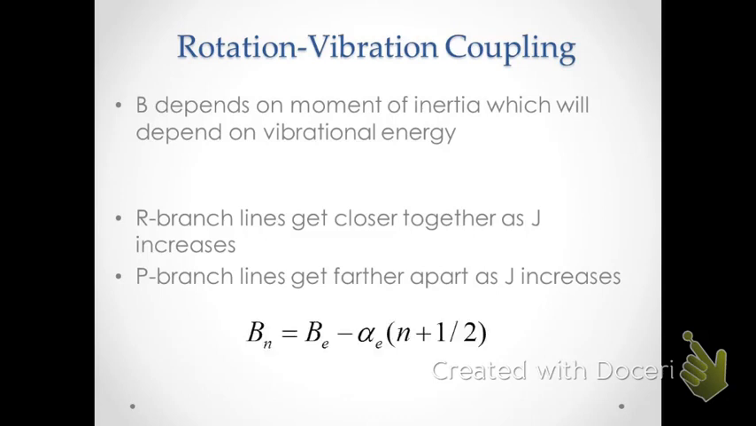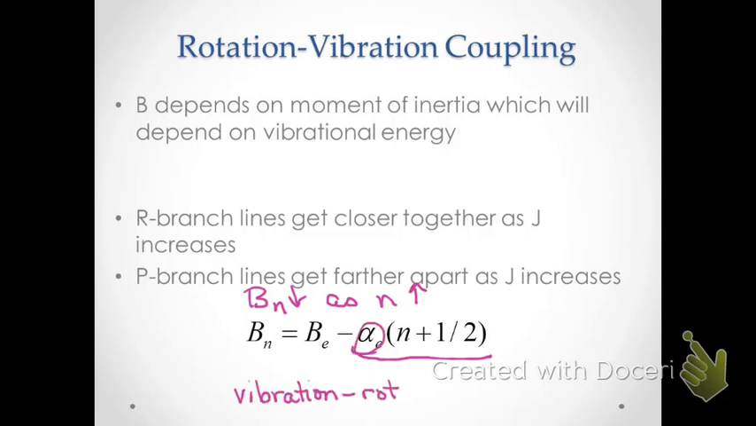The effective rotational constant depends, as we noted above, on the quantum level n, and the equation that we have here shows that effective change. And again, we'll note, because of this second term here, that the rotational constant decreases as n increases. This constant alpha is referred to as the vibration-rotation coupling constant.